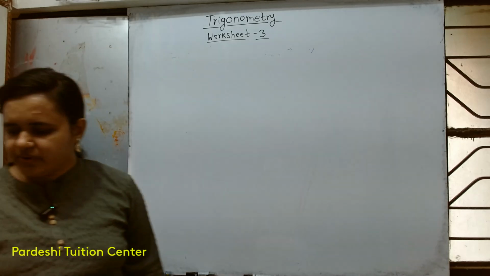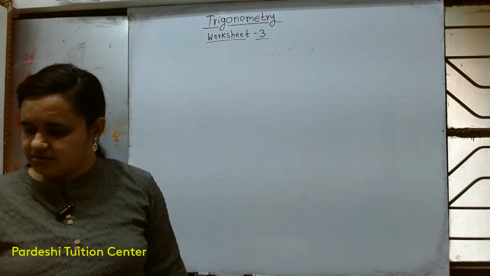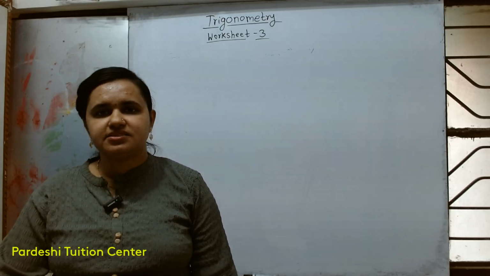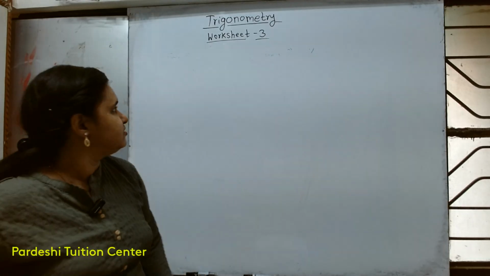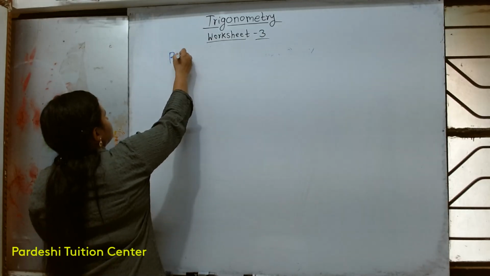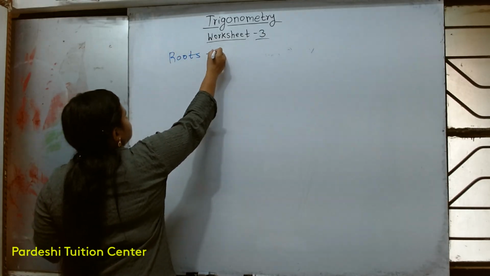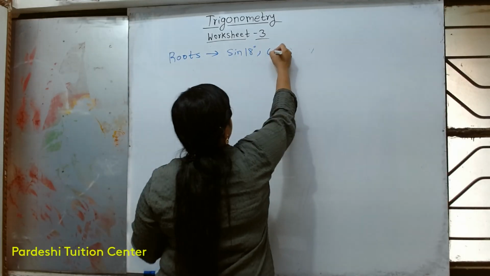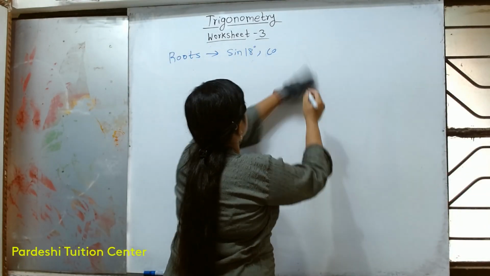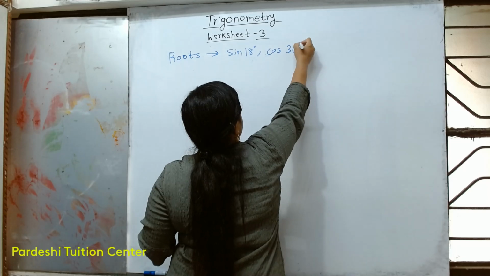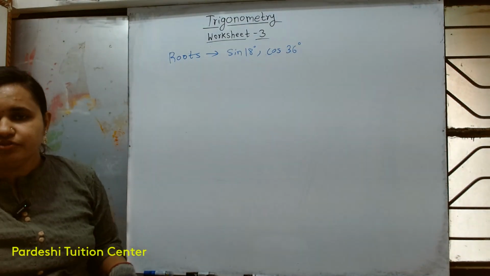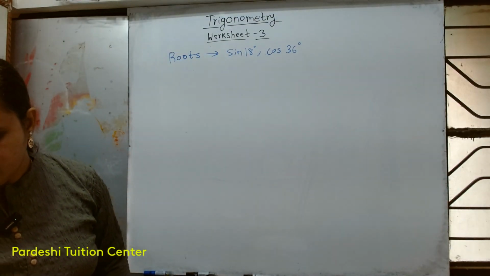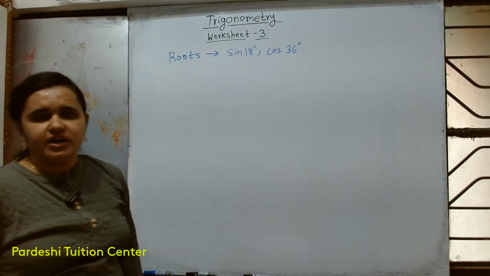Now question 21, the quadratic equation whose roots are, we have to find which quadratic equation is that whose roots are sin 18 and cos 36. Okay. So roots are given as sin 18 and cos 36, and we have to find which quadratic equation has those roots. Okay, one condition is there.